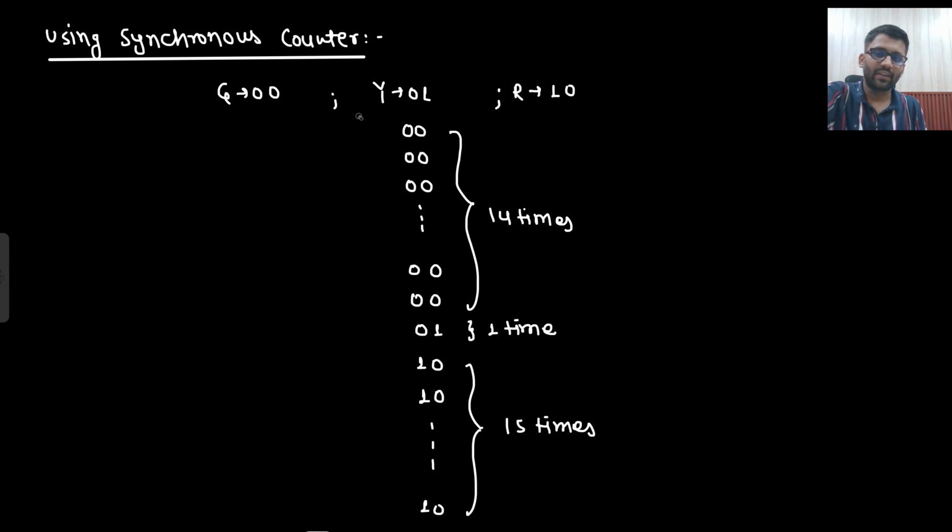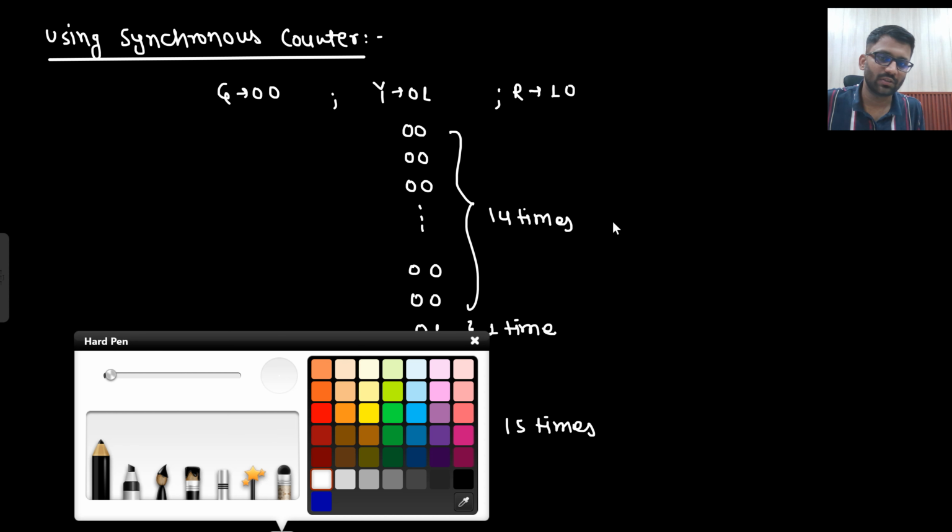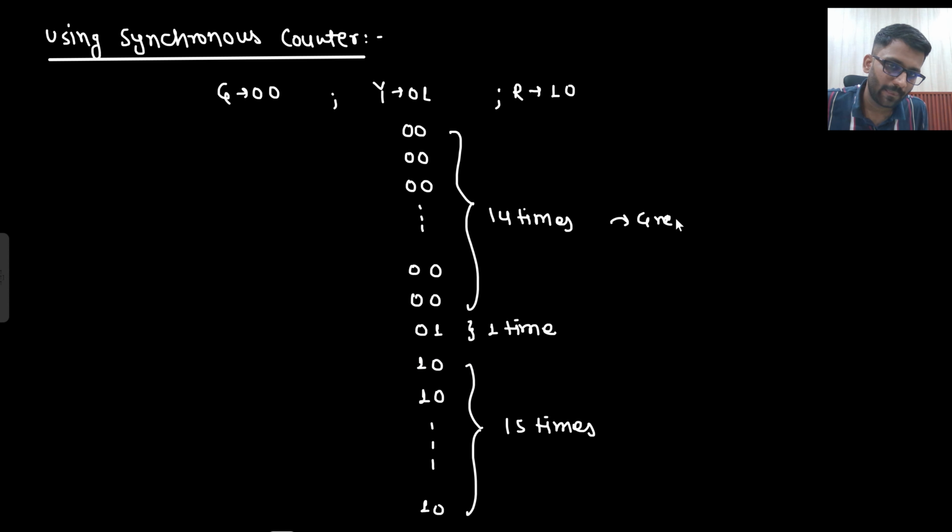So this is everything I have written. Green is 0 0, yellow is 0 1, red is 1 0. So 14 times 0 0, 1 time yellow, and this is red. So this was green, yellow, red.